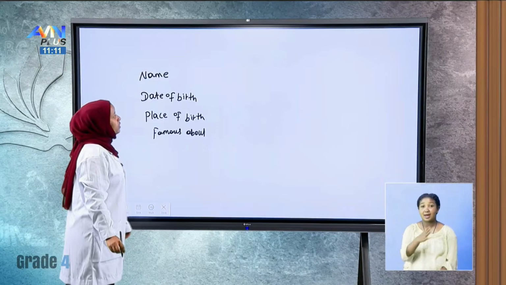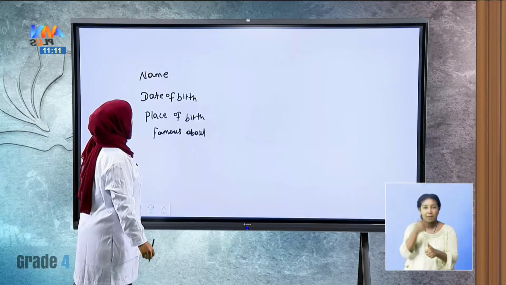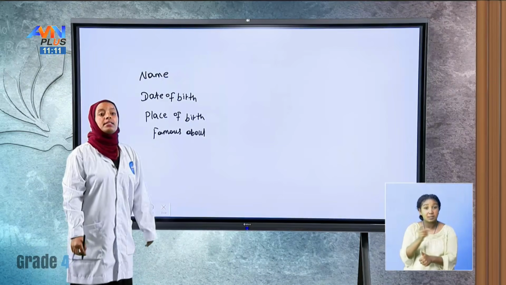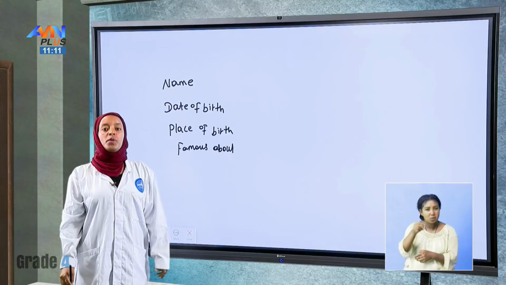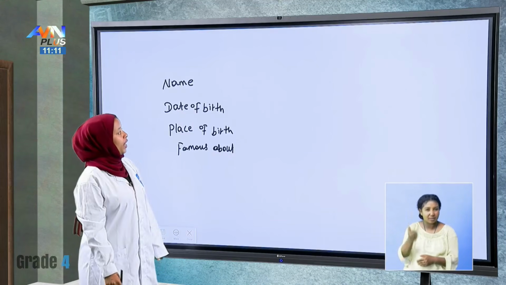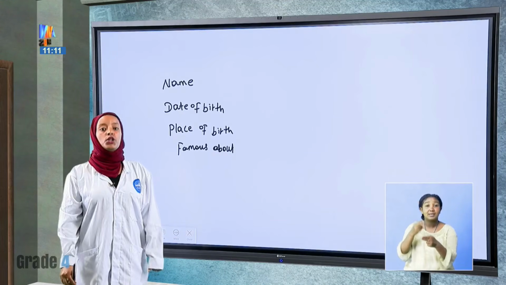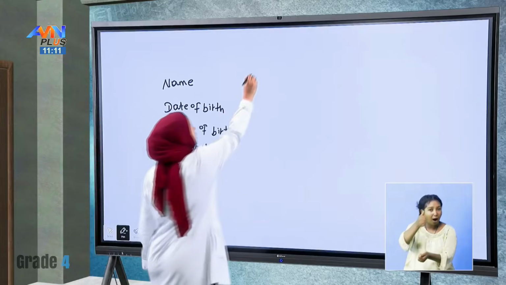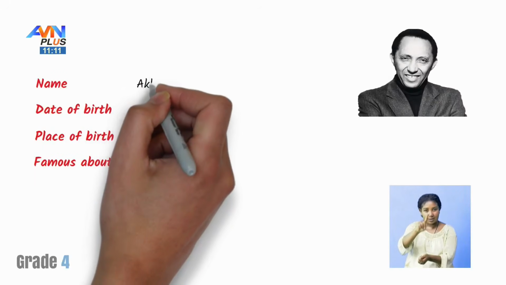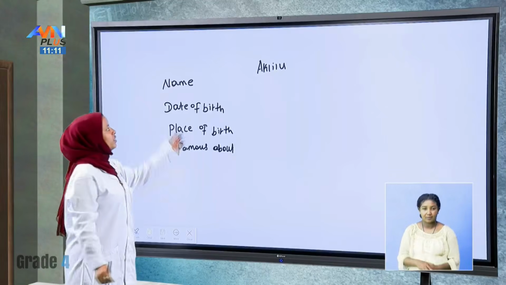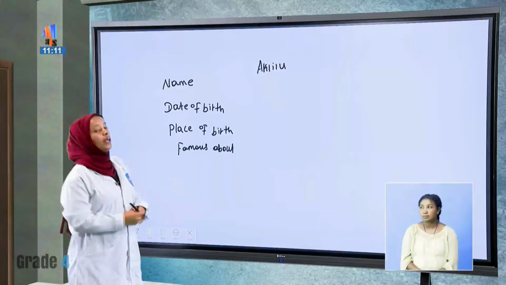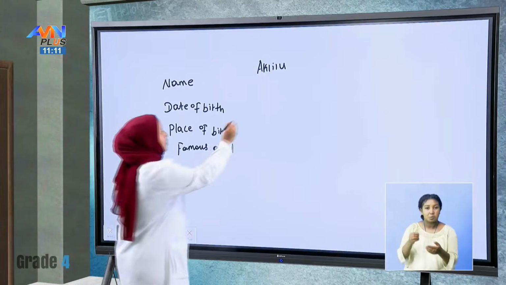And the first Ethiopian famous people is the scientist, and he was even nominated for Nobel Prize. His name is Dr. Aklilu Lemma.